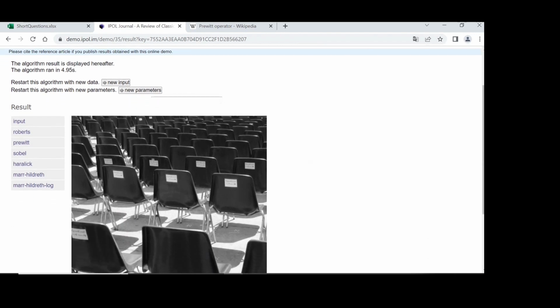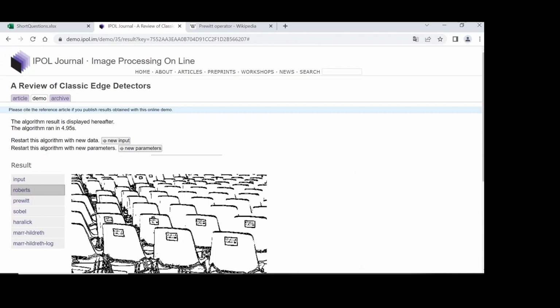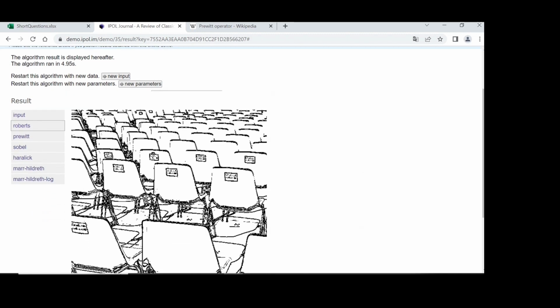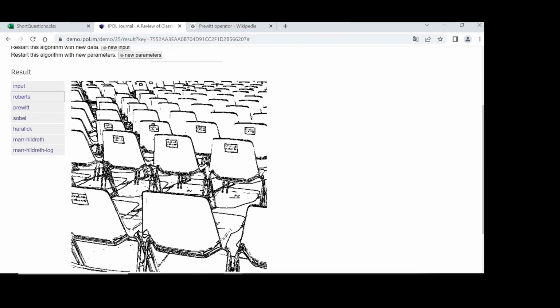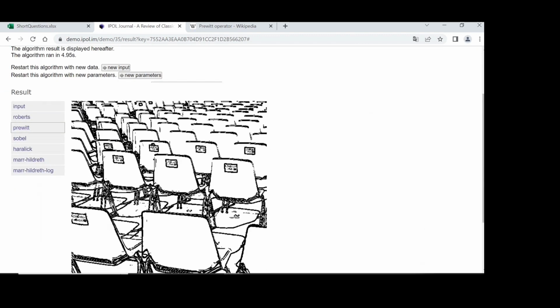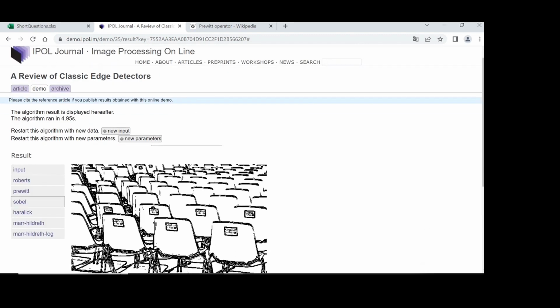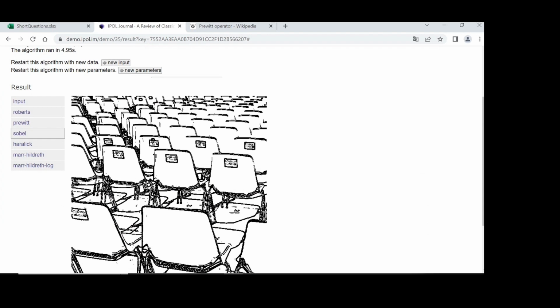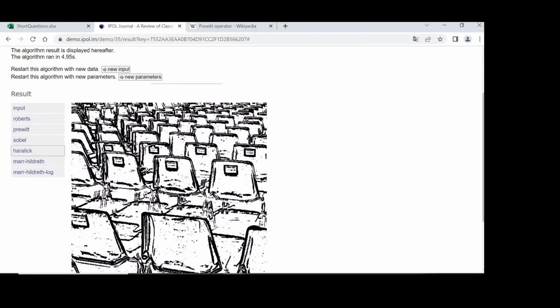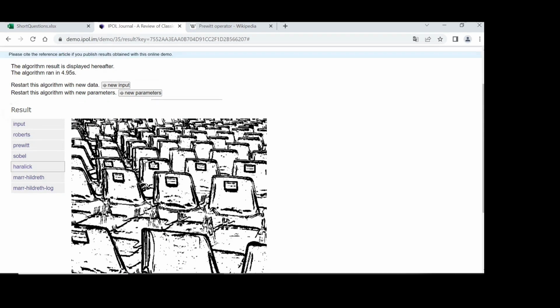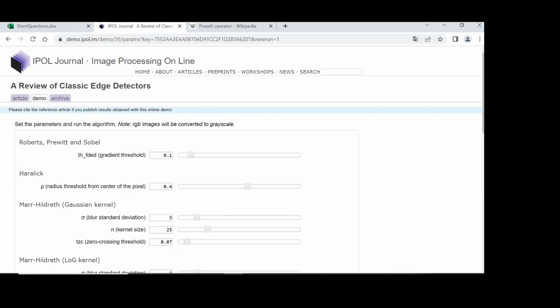Then we can see, for instance, the borders detected by Roberts, the borders detected by Prewitt, by Sobel. Sobel is one of the best known. And so you may decide which one you like the most. It is also a matter of parameters. You have seen that you can change the parameters of each one of these.